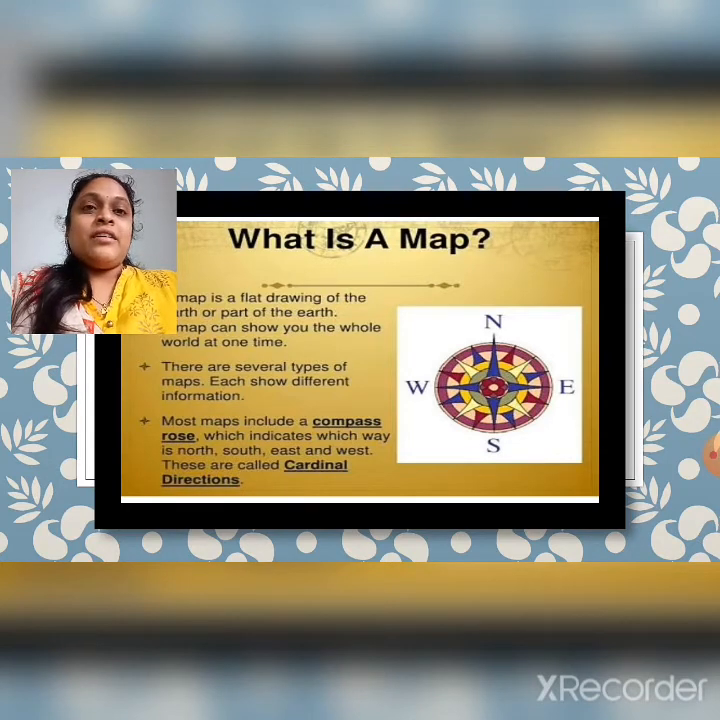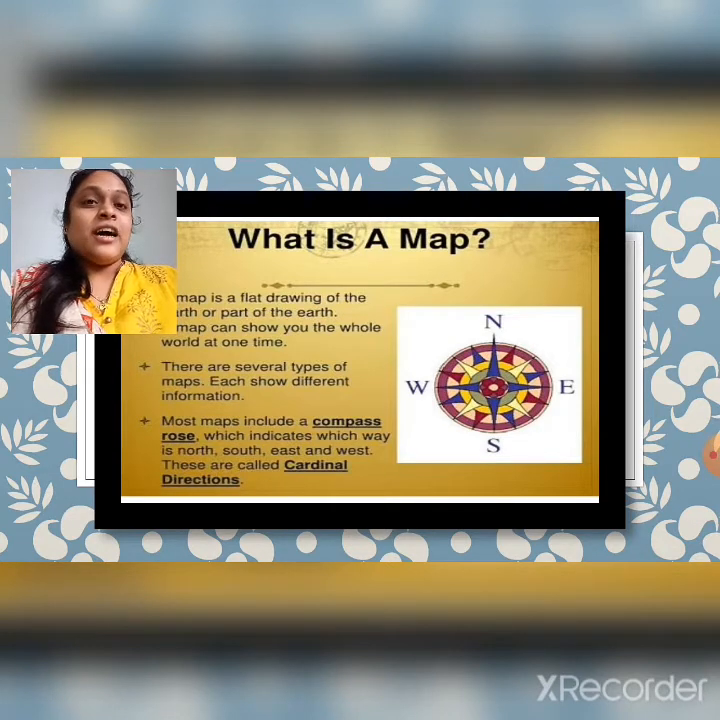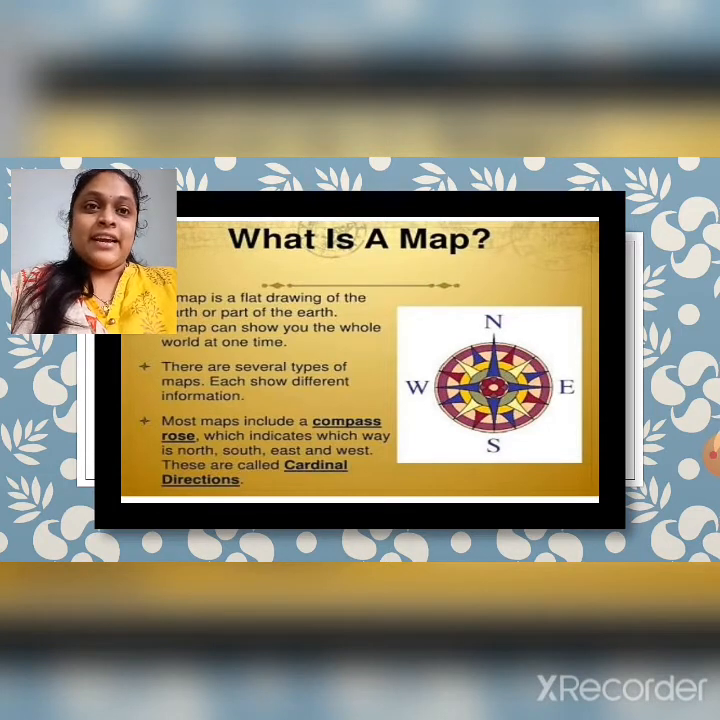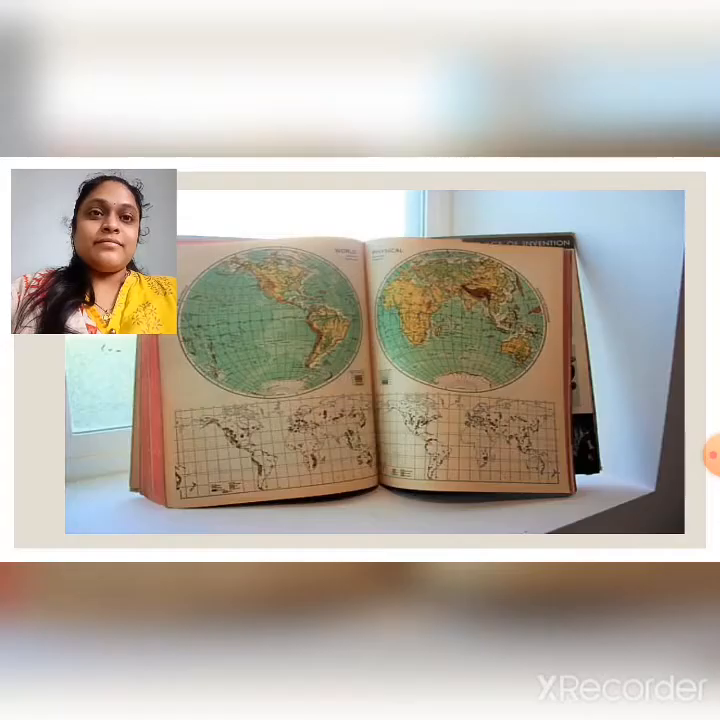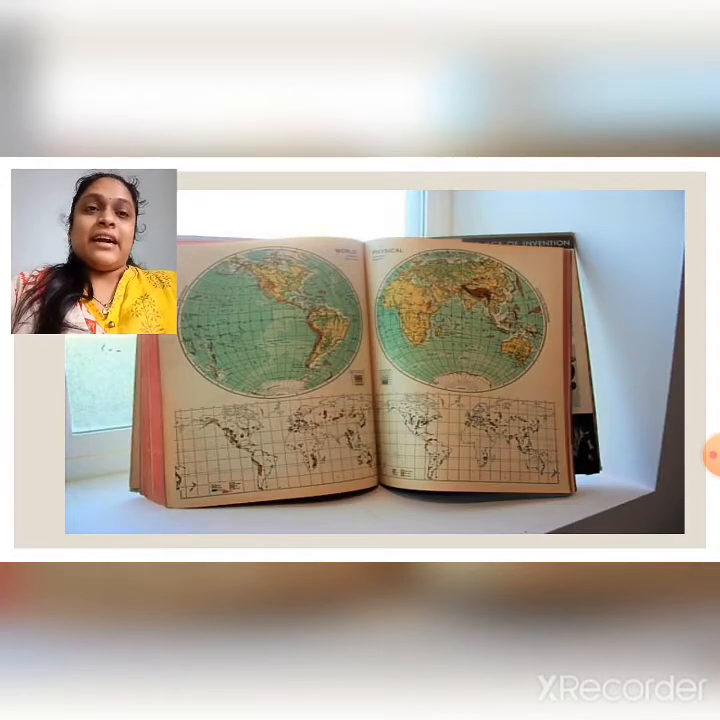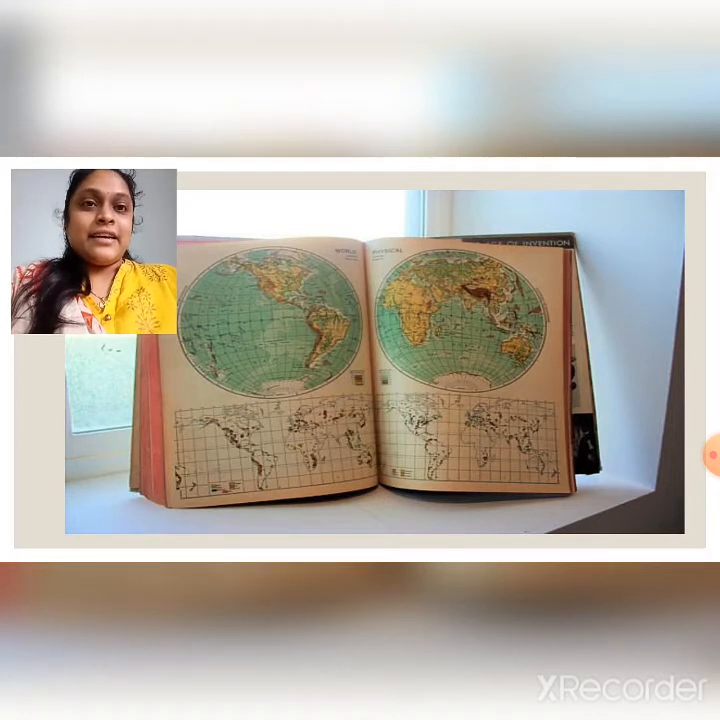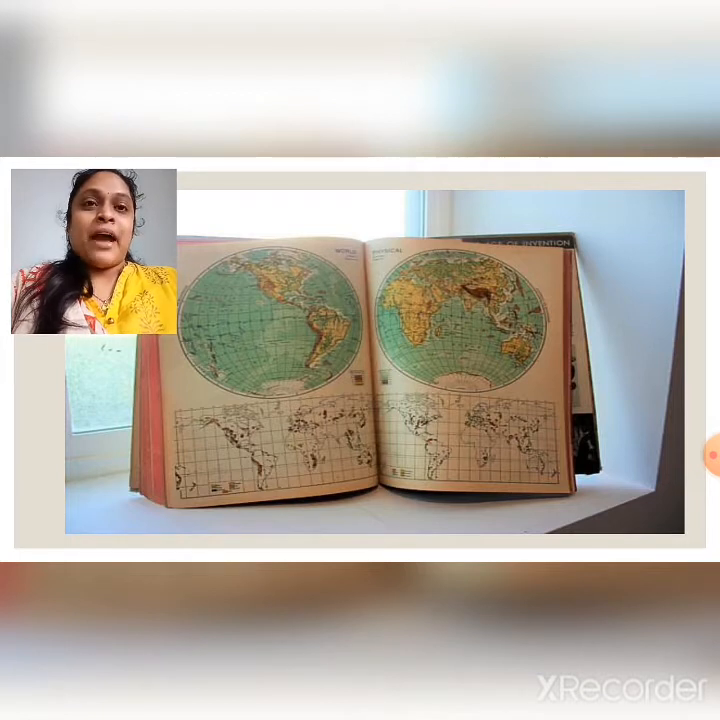There are different types of maps. You can show maps of your neighborhood, village, or even your school, country, etc. So this is an atlas. What is an atlas? An atlas is a book of maps. You can find different maps in an atlas book, like the map of the globe, physical maps, and maps of different countries, continents, etc.